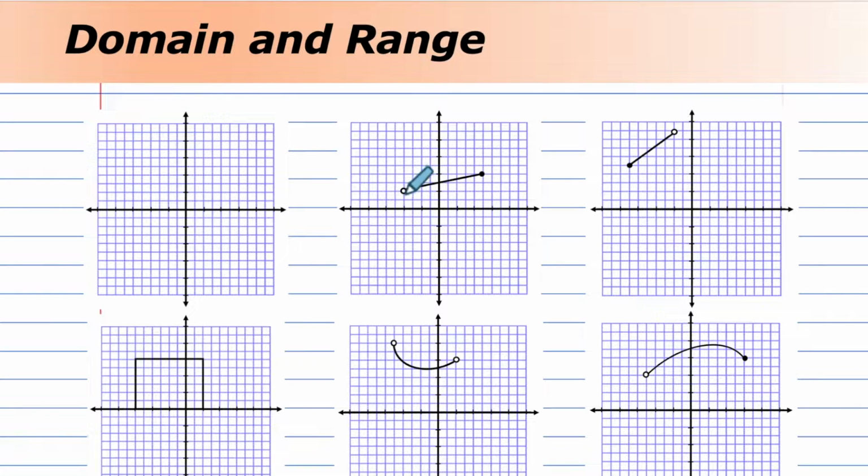Notice we have the open circle here, here, here, here, and here. That means that end value is not included. And we have the closed circle or the dot here, here, and here. Means that end value is included.